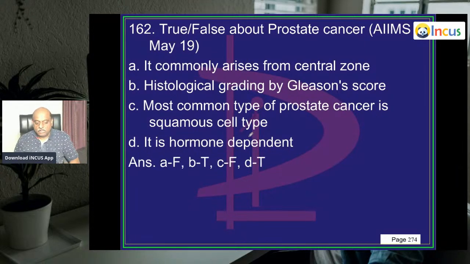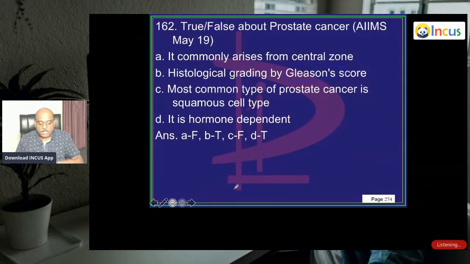So, the histological grading is by the Gleason score. It is hormone dependent, very much hormone dependent.